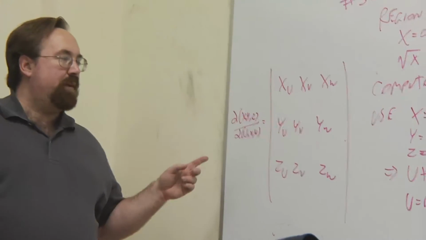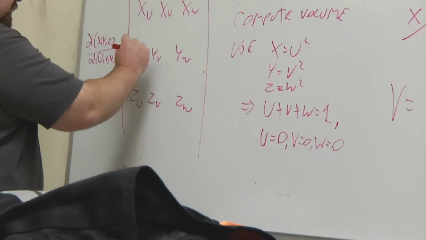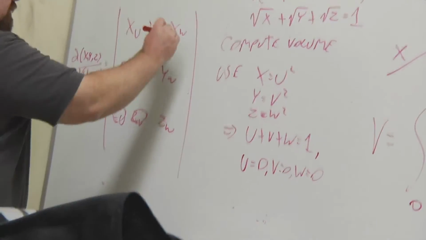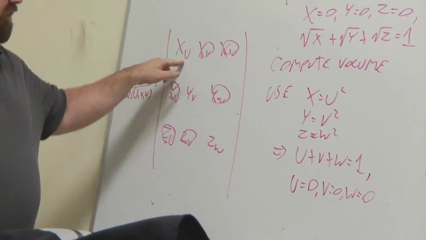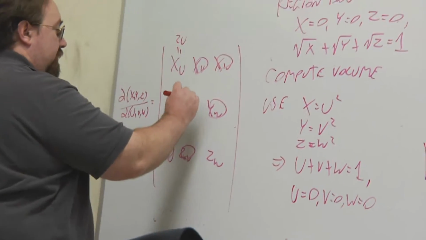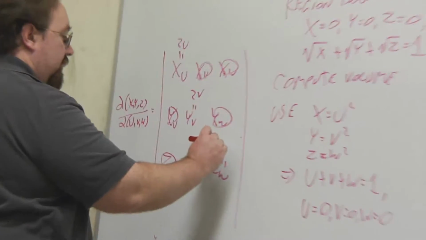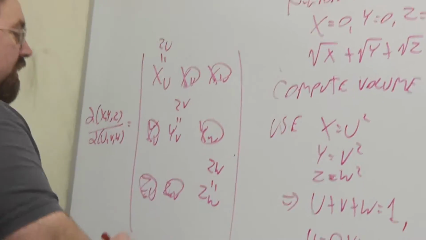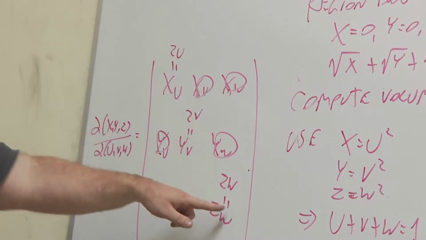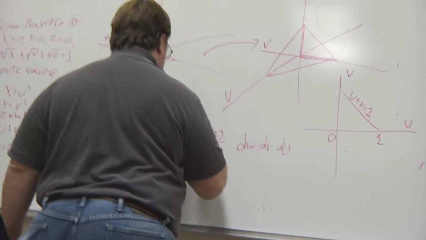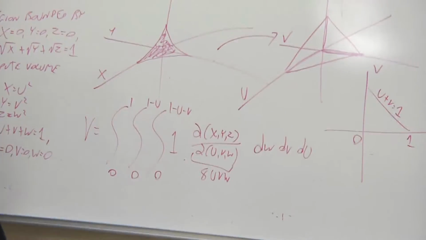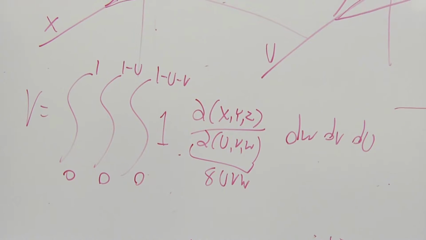However, that's not going to be bad in this case, because in this example, most of them are 0. So you just have dx du, which would be 2u, dy dv would be 2v, dz dw would be 2w. So what you end up getting, you just multiply all these together. So this turns out to be equal to 8uvw. And that's what you'll integrate.